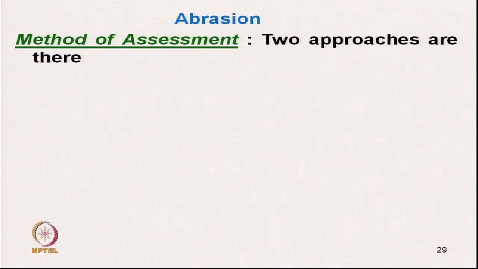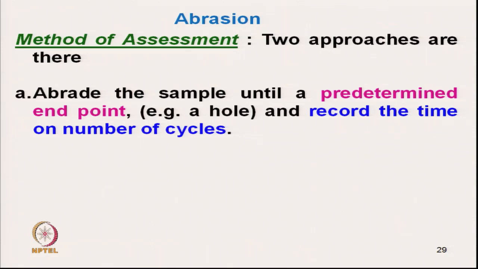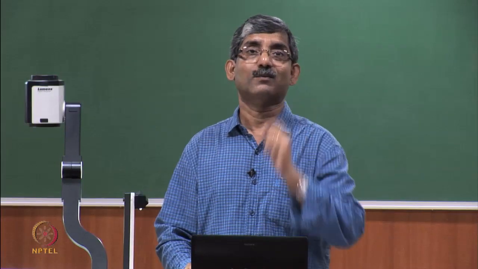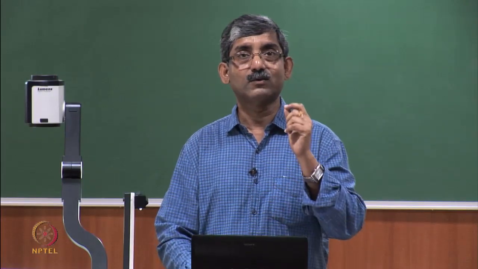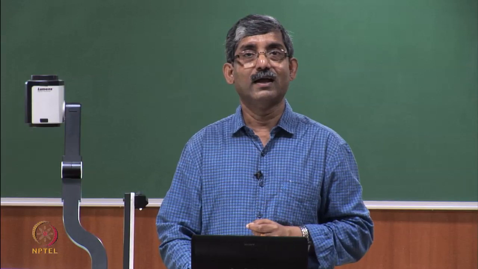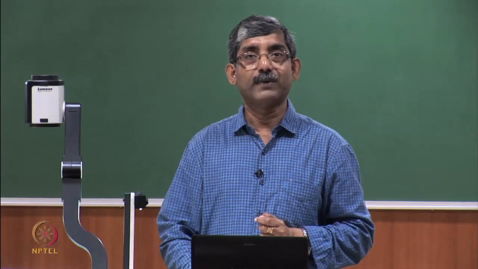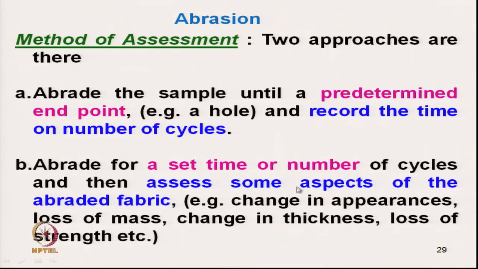Now, the method of assessment. So, there are two approaches. One is to abrade the sample up to a predetermined end point, suppose one hole is forming. Up to that point, we record the number of cycles required to reach it. That is one way of looking at it, and another is to abrade for a set time or number of cycles.